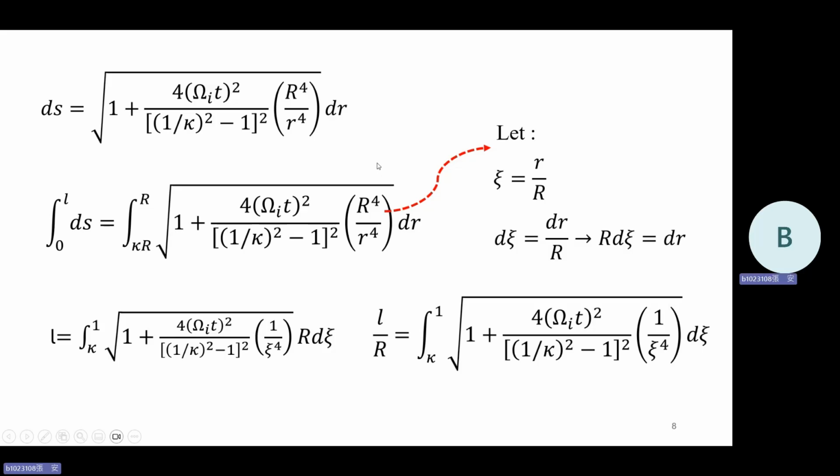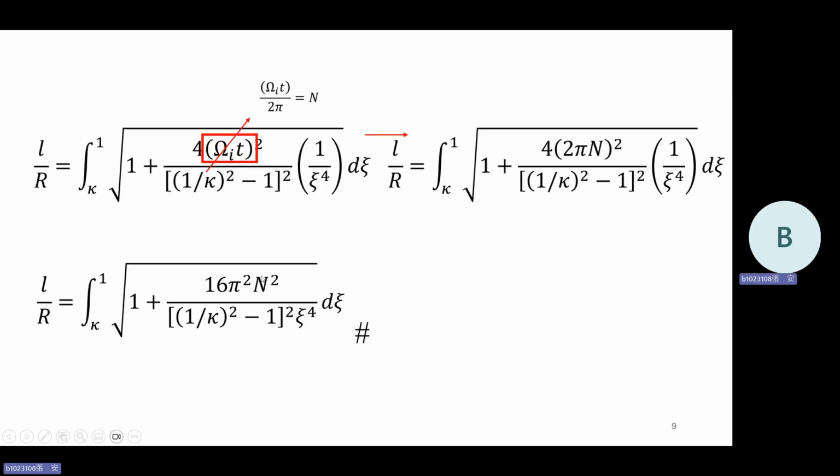Let's integrate both sides to obtain this equation. In this part, we will proceed with a change of variables to simplify this equation. Let C equal r divided by R, and differentiate it to get this. With derivation and substitution, we can get the equation of curve length L. And we divide both sides by R.